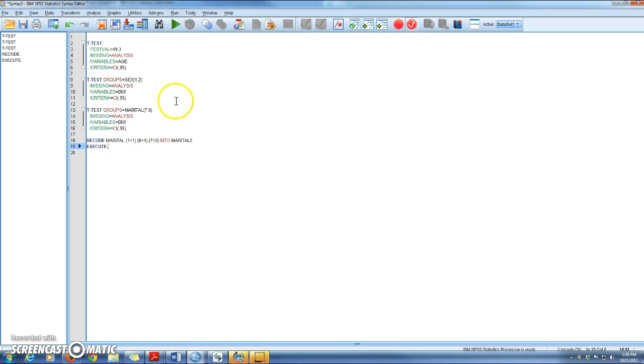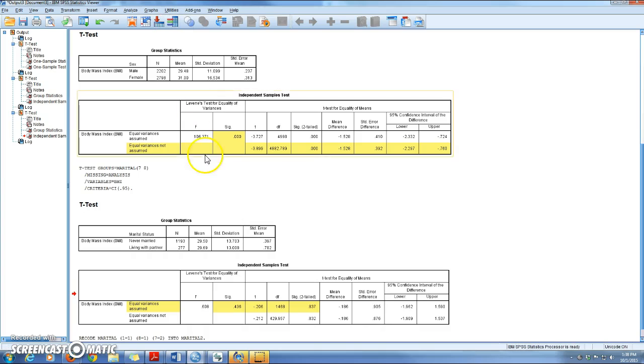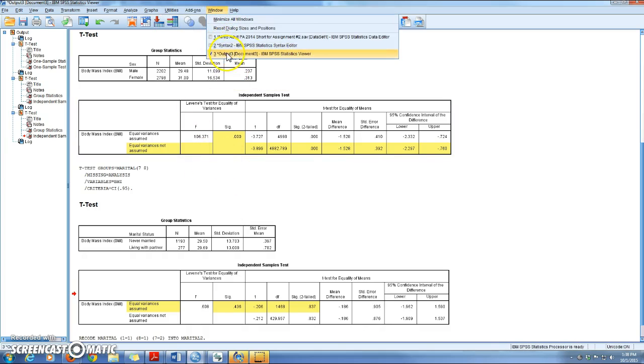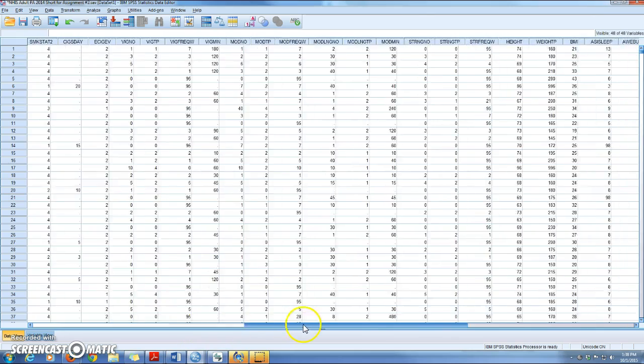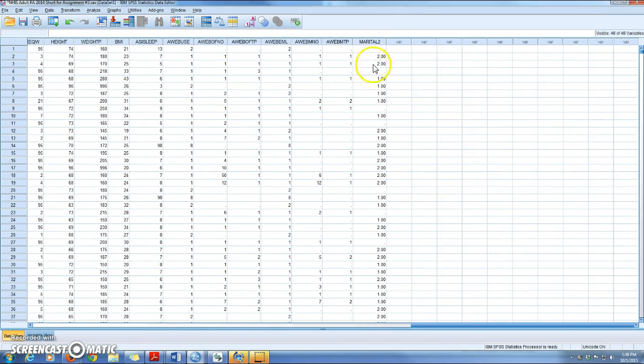So now I'll go to my syntax window. I'm going to highlight this recode command. It's going to recode, and then what you'll see is when we go over to our data window, if we go all the way out to the end, it will have created a new variable for us called marital 2. And there's lots of blank spaces because those are people who didn't have a value of 1, 7, or 8. Okay, we don't need those people for this particular comparison.